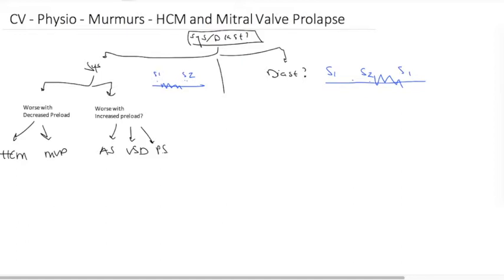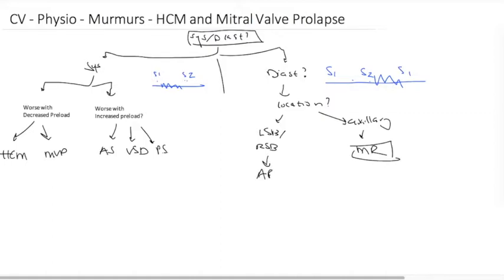Okay, so for the diastolic murmurs, the question you want to ask here is location. Then we have axillary. Then we have pretty much the left sternal border. Could also be the right sternal border. This is going to be mitral regurg if it's axillary. And if it's left or right sternal border, there's aortic regurg, but there's two causes of aortic regurg, and we'll get into those. I'm getting way too into detail with this.